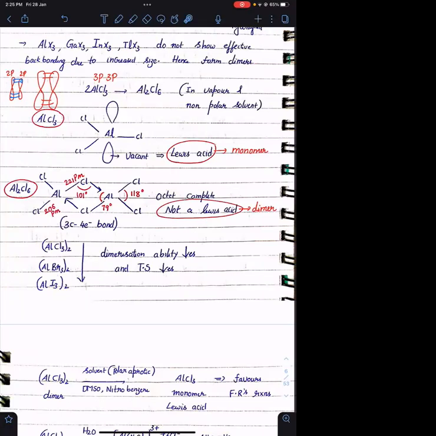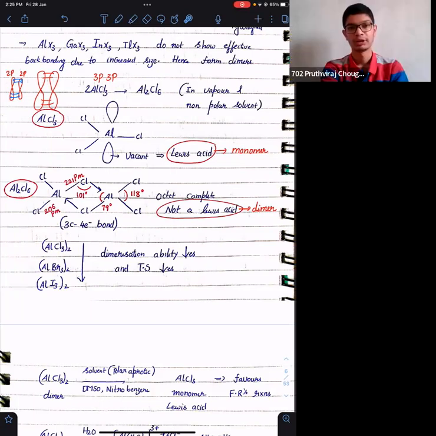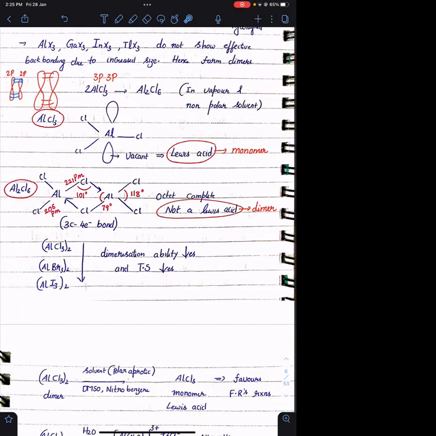Okay. Is B2H6 Lewis acid? B2H6 में what is the nature of the bridge bond? 3 center 2 electron bond है. Whenever you have 3 center 2 electron bonds, वहां पे आपको pseudo stability मिलेगा. It is not exactly completion of octet. So it is still a Lewis acid. B2H6 is the Lewis acid, but Al2Cl6 is not a Lewis acid.